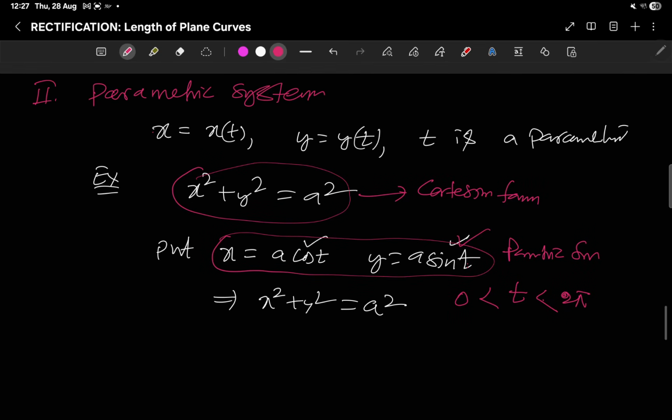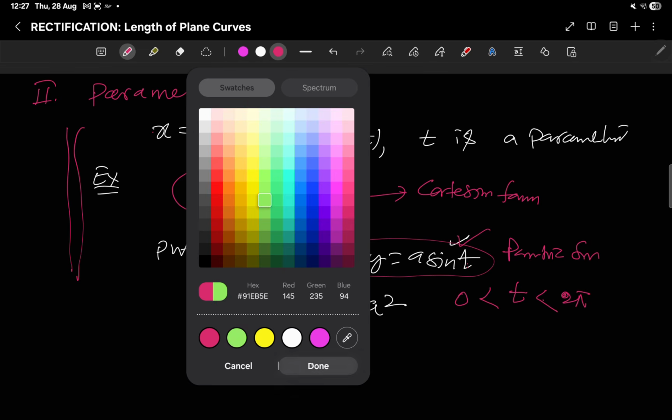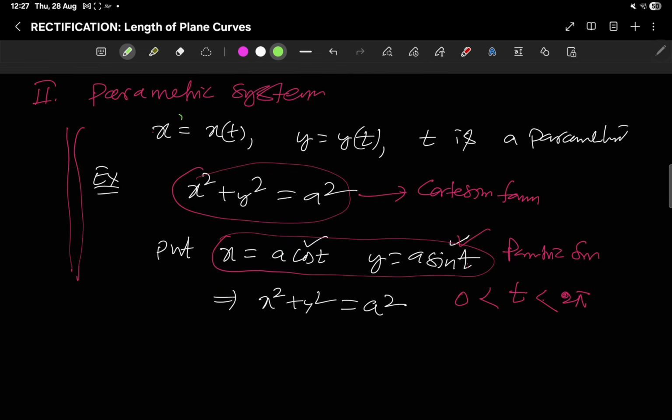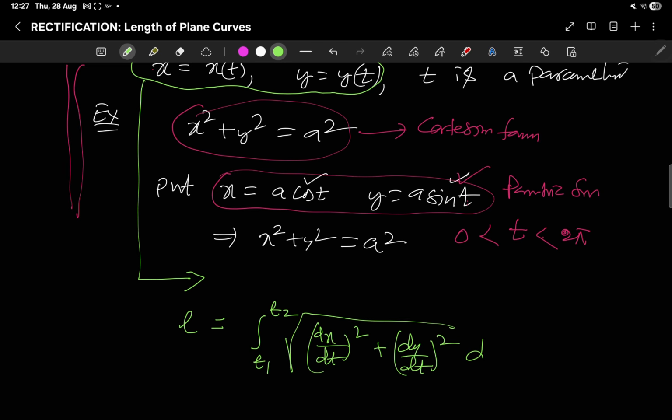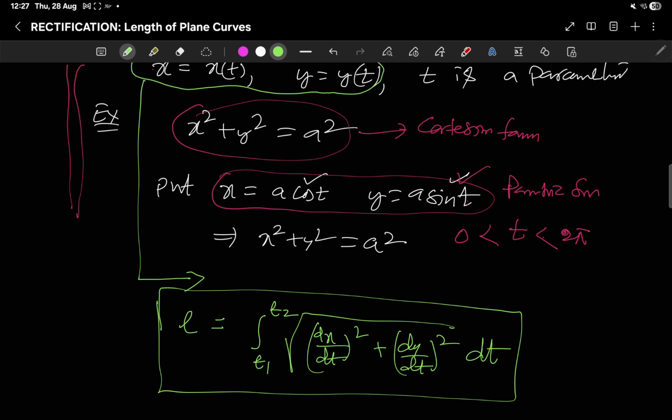Here we see, in the parametric system, what is the formula for the length of the arc? If x is x(t) and y is y(t), the length of the arc between t1 and t2 is the integral from t1 to t2 of the square root of (dx by dt) whole square plus (dy by dt) whole square, dt. So this is the formula for the length of the arc in the parametric system.